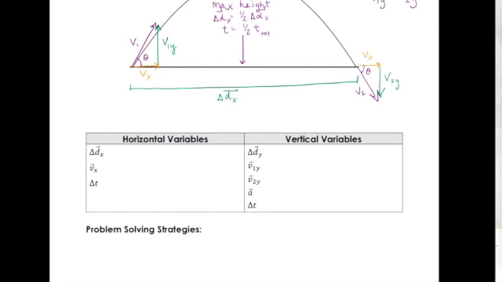Our variables that you're going to be solving for or putting down as knowns are your dx, which is your range, or the displacement in the horizontal aspect. Your Vx is your constant horizontal velocity. And delta t is your elapsed time.